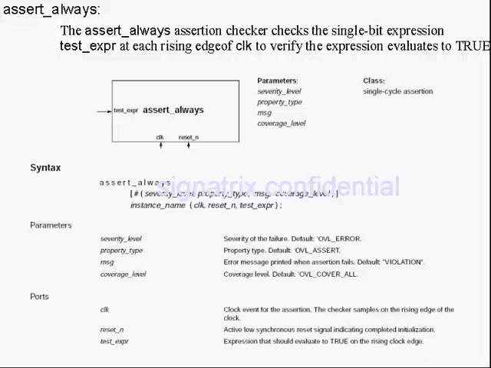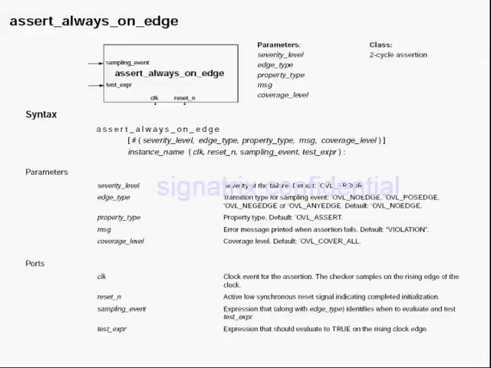Now look at the syntax. This is the module name, assert always. Here we mention the instance name, and these are the parameters we are going to override. The ports of this assert always module are clock, reset, test expression.